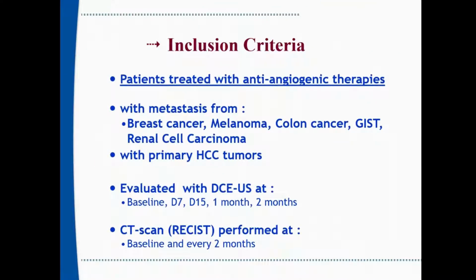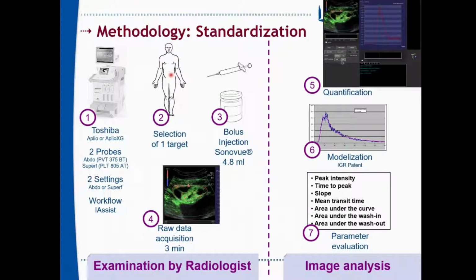So we decided to include all patients with anti-angiogenic drugs: patients with metastasis from breast cancer, melanoma, colon cancer, GIST, renal cell carcinoma, but also primary tumors. This is HCC treated with sorafenib. We standardized the acquisition at baseline, 1 week, 2 weeks, 1 month, and 2 months, and we performed the RECIST evaluation. Remember, this is an international rule for evaluation in oncology, so a CT scan every 2 months. We standardized the methodology, with fixed settings for abdominal probes or superficial probes.